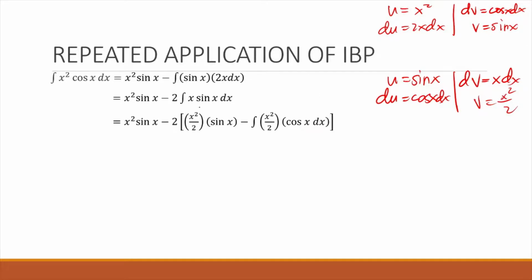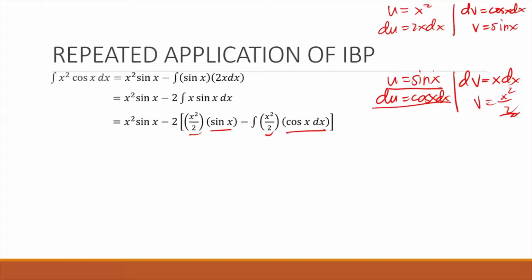Okay. Then plug in. So again, uv minus the integral of v du, right? So u in this case is sine x. We have sine x times v. V is x squared over 2, minus the integral of v du. Again, v is x squared over 2, and du is cosine x dx.